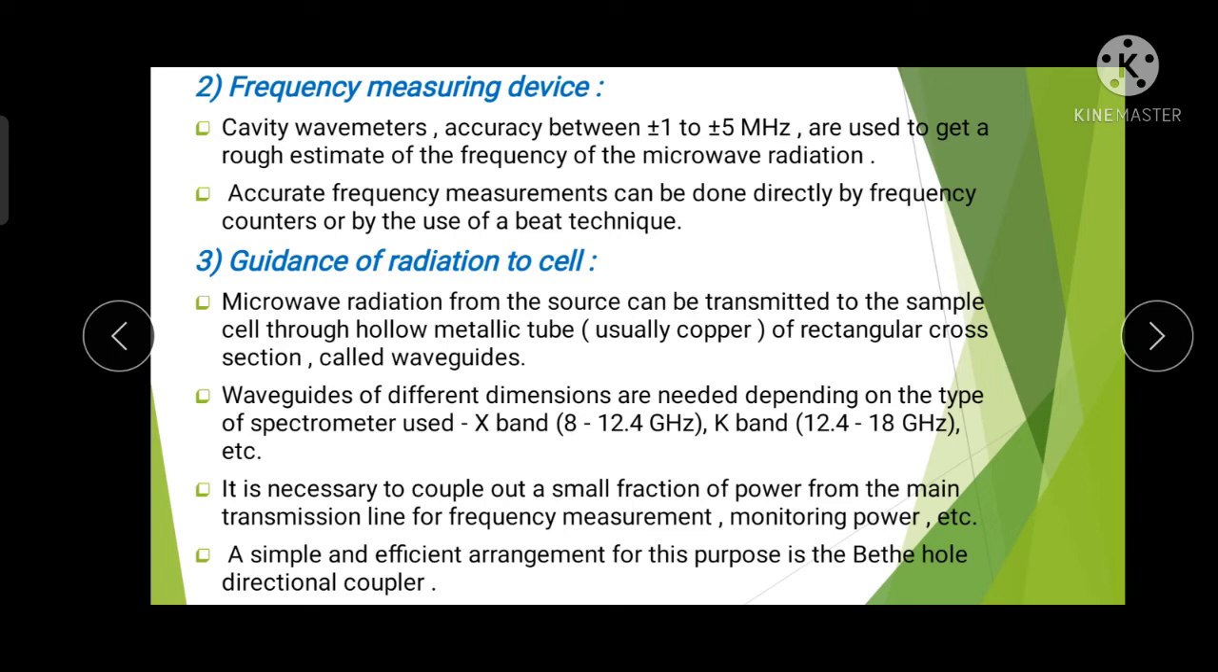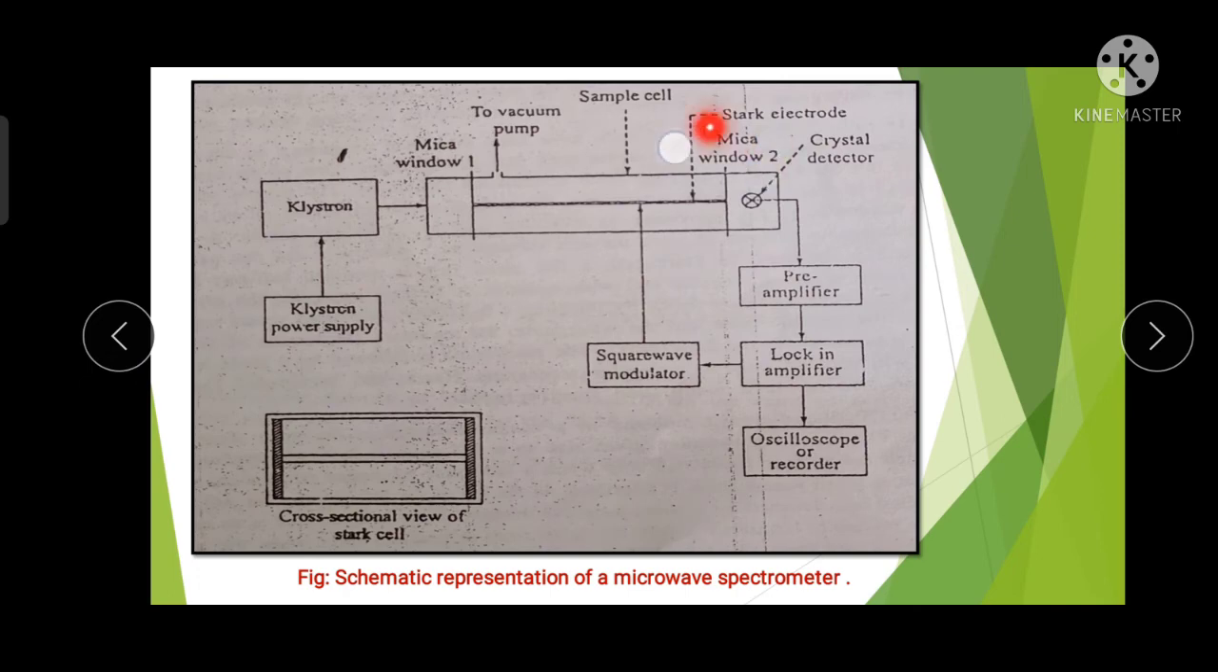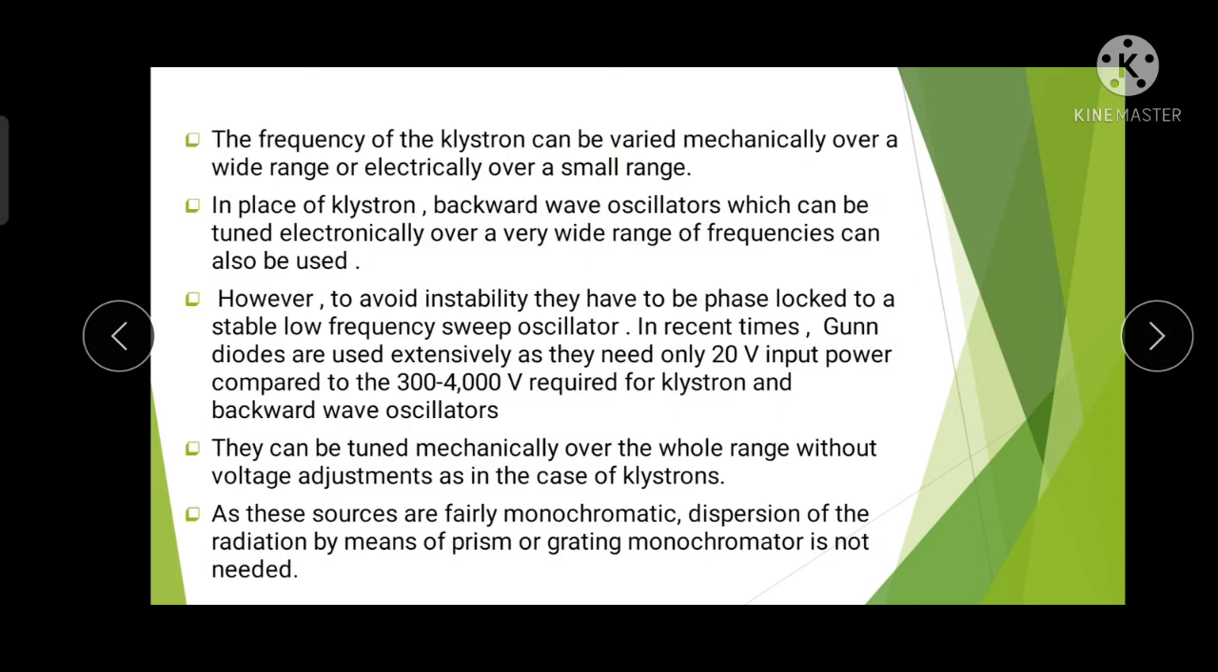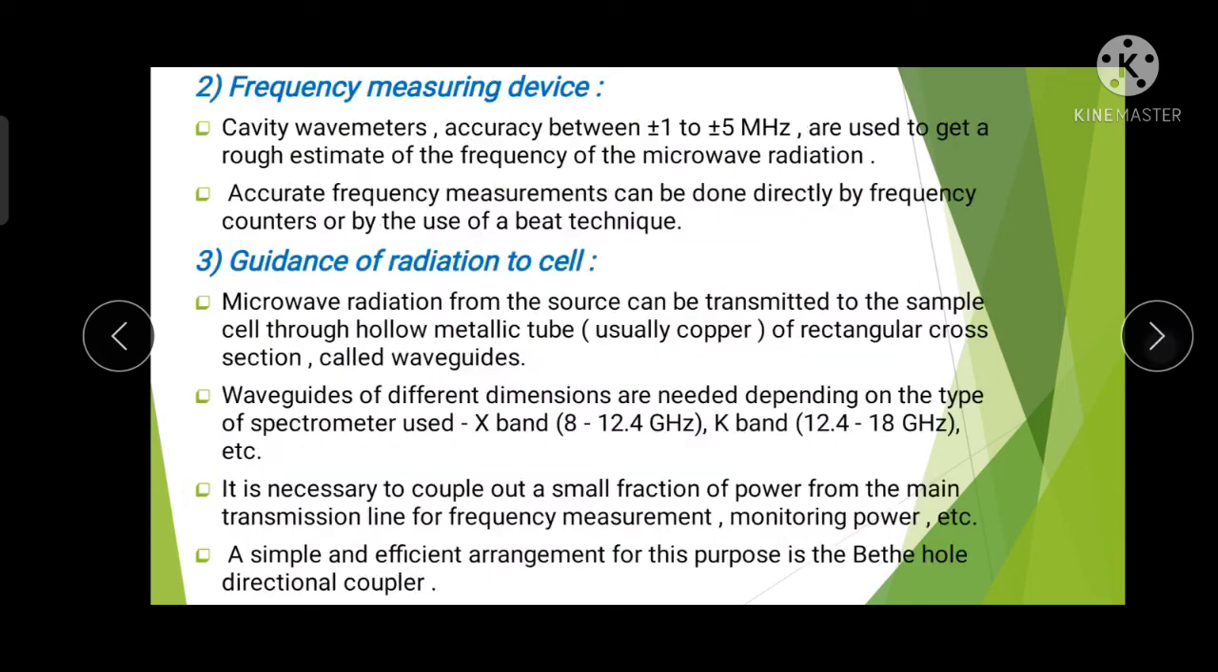Now the third part of the microwave spectrometer is the guidance of radiation to the cell. The microwave radiation from the source can be transmitted to the sample cell through a hollow metallic tube, usually copper, of rectangular cross section called waveguides. That means, as shown in the figure, this part is the rectangular part, and this part is made up of copper. That means usually copper, and this is the hollow metallic tube, and this is known as the waveguide.